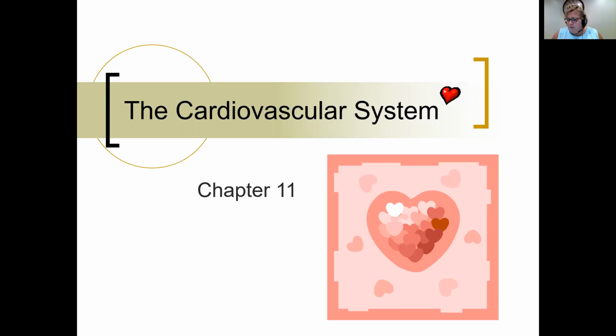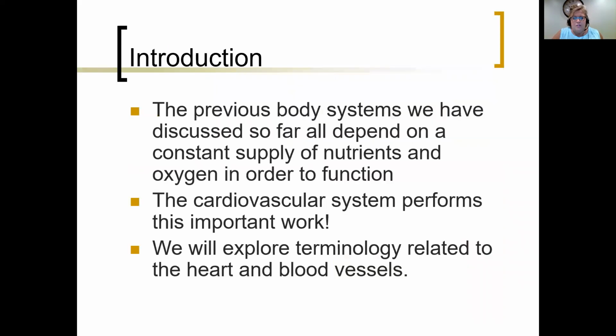So the cardiovascular system starts on page 400 in your textbook. Introduction: the previous body systems we have discussed so far all depend on a constant supply of nutrients and oxygen in order to function. And the cardiovascular system is what does all of this important work. And we will talk about terminology related to the heart, including the vessels, capillaries, arteries, and veins.